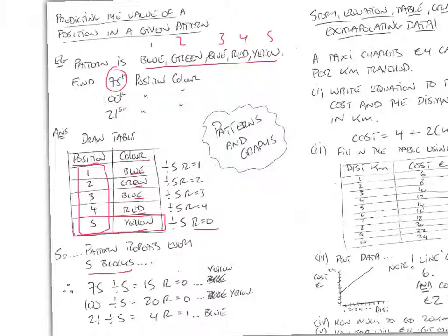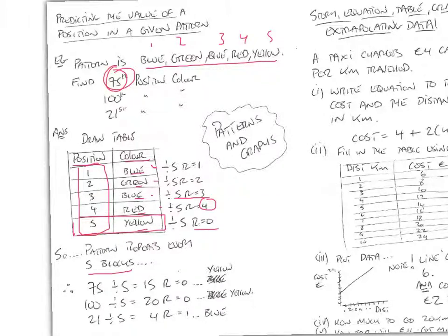If we were to divide our position query, in this case say 75, by 5 and the remainder is 1, it's going to be blue. If we divide by 5 and the remainder is 2, it's going to be green. Divide by 5, remainder 3, it's going to be blue. And divide by 5, we get a remainder of 4, it's going to be red.